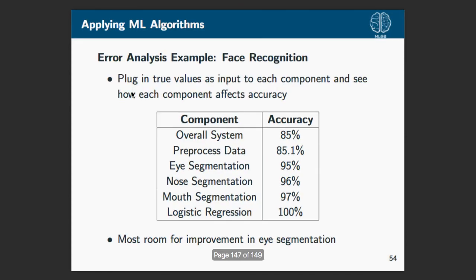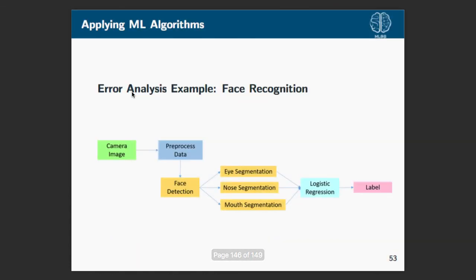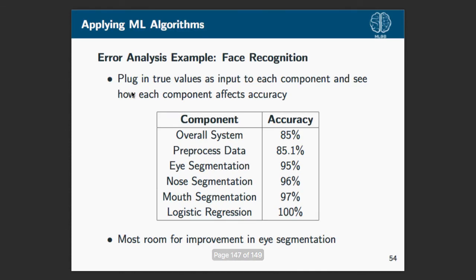So let's do some error analysis. We've got these black boxes for each step, and we want to figure out how good each box is. It's tough to isolate just one box from the whole system. If you just look at the input and output, it's hard to know which box went wrong. So the way we do this is we feed in the true inputs and outputs for each box, isolate it, and test it in its own environment to see how well it's doing. We basically plug in the true values as input to each component and see how that affects accuracy.